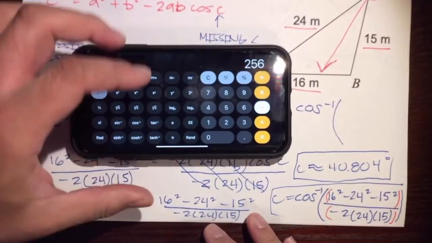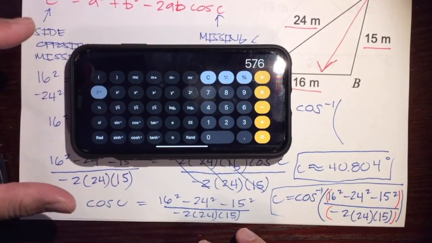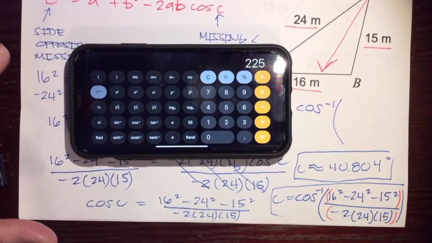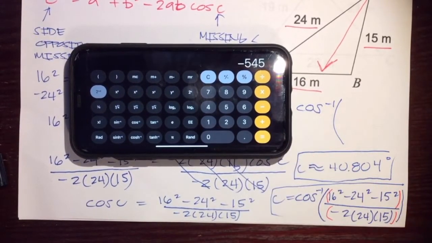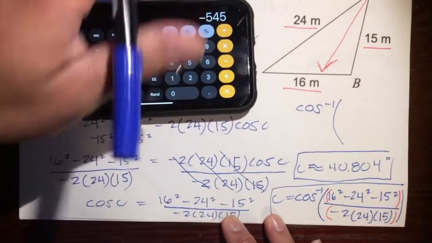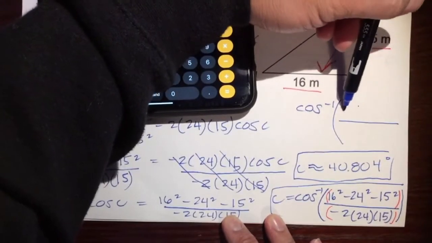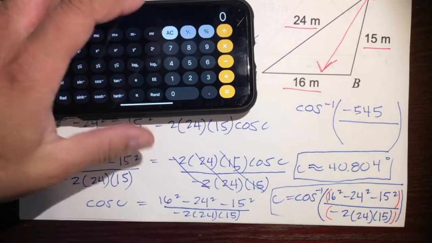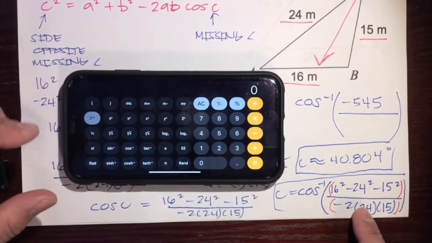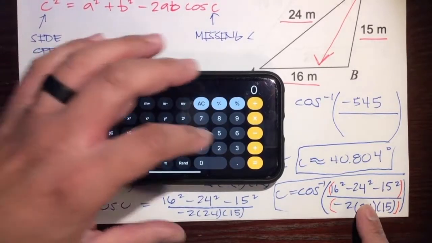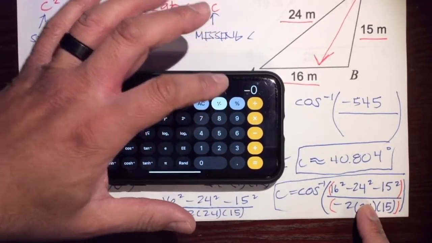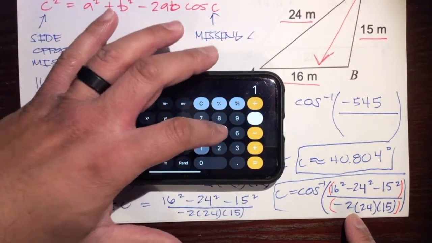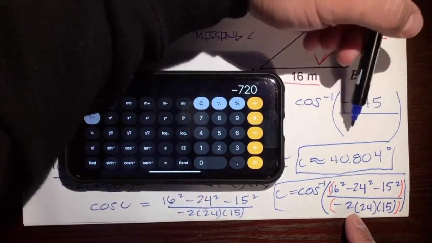And then type in minus 24 squared minus 15 squared. And then don't forget to press equals. And it's negative 545. So we'll just have negative 545. And then we'll find this denominator part right here. So type in -2 times 24 times 15, which is negative 720.